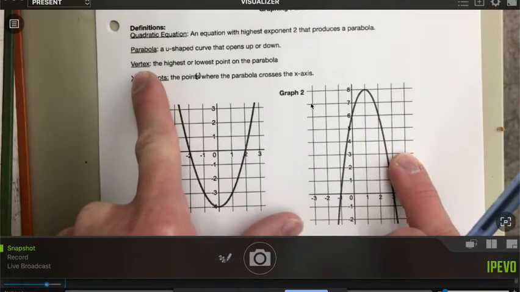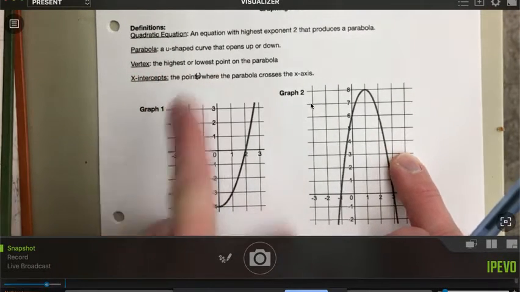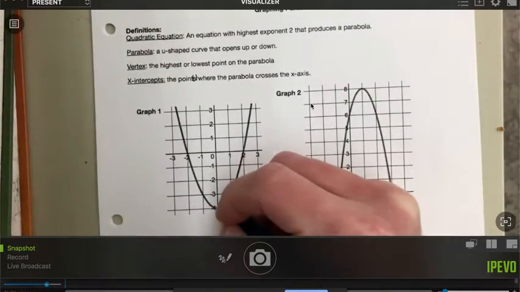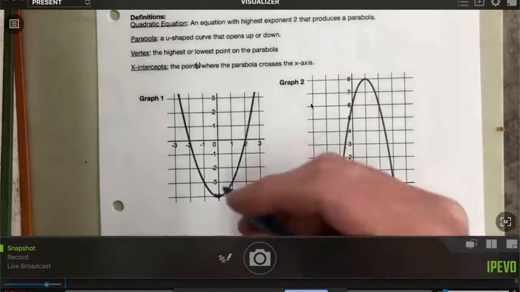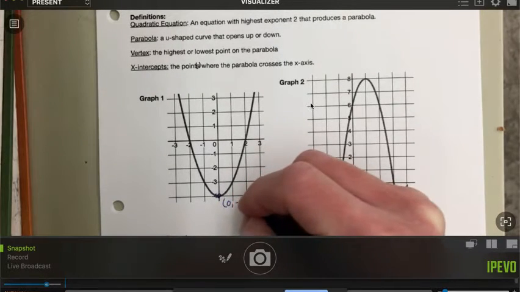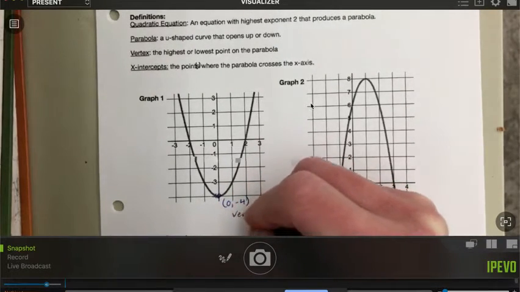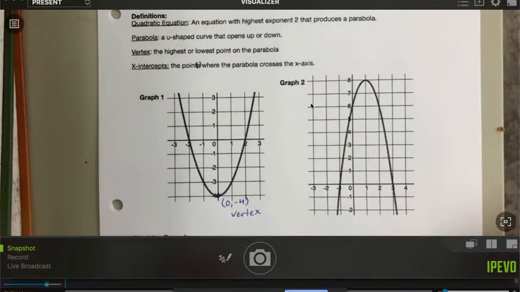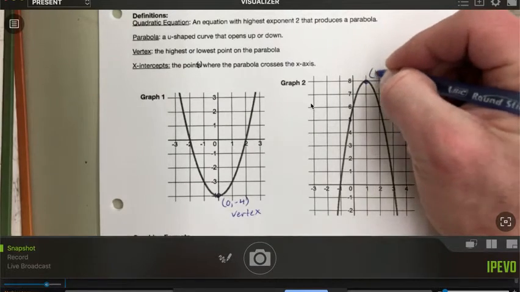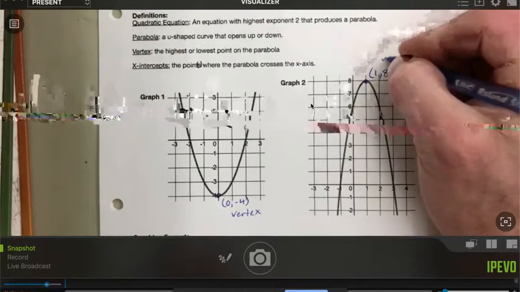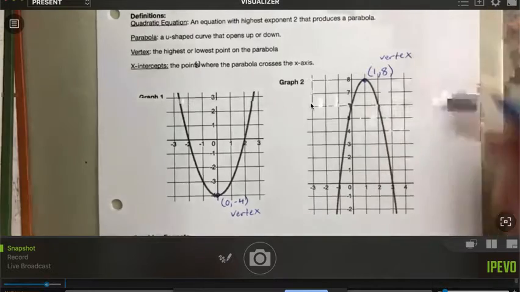And if you remember, the vertex is either the highest or the lowest point on the parabola. In this case, that's clearly the lowest point, and that happens to be at (0, -4). That's my vertex. On graph 2, it's clearly the highest point, and that's the point (1, 8). That's my vertex.